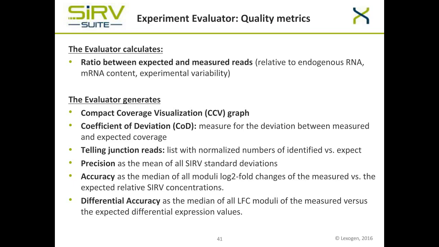The third quality measure that we can derive is accuracy. So accuracy measures the deviation of the calculated abundance values from the expected value, which means that here it measures the deviation of the measured versus the relative SIRV concentration, and that's the median of all absolute log two-fold changes. And it's important to note that accuracy can only be measured if you use controls. You have to know the input. The fourth measure that the evaluator can derive is differential accuracy, if you have done a differential gene expression experiment.